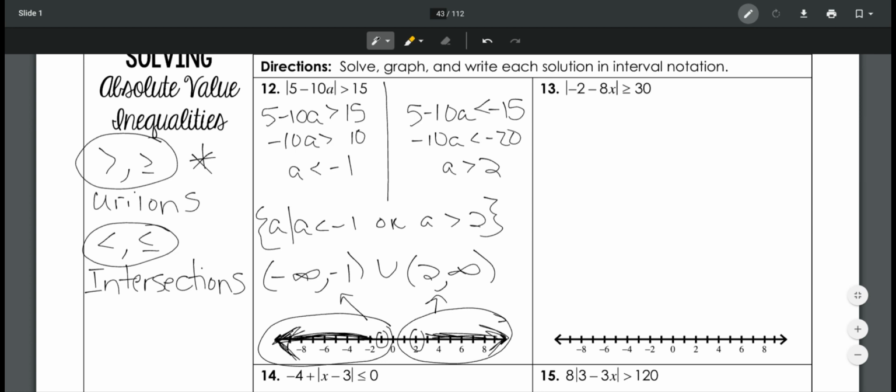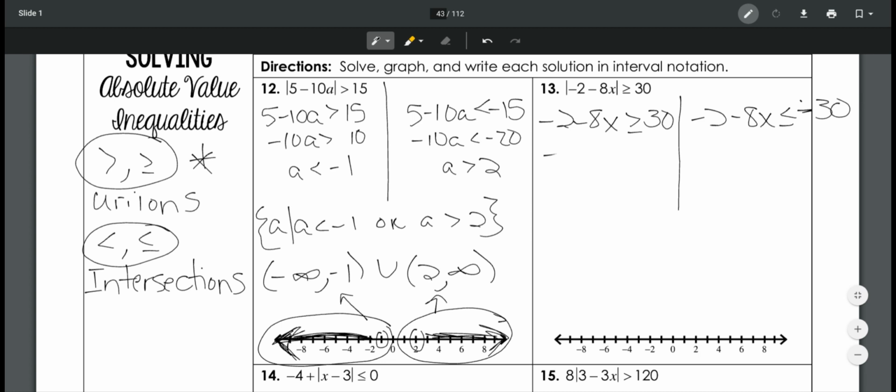In number 13, we're going to do the same thing. We need to write down two cases. So I'm going to write down negative 2 minus 8x greater than or equal to 30. And then I'm going to write negative 2 minus 8x, flip my symbol, change my sign. Notice that the stuff that came out from the absolute value has not changed in any way. Both cases have negative 2 minus 8x pulled directly from the absolute value. So now I'm going to solve.